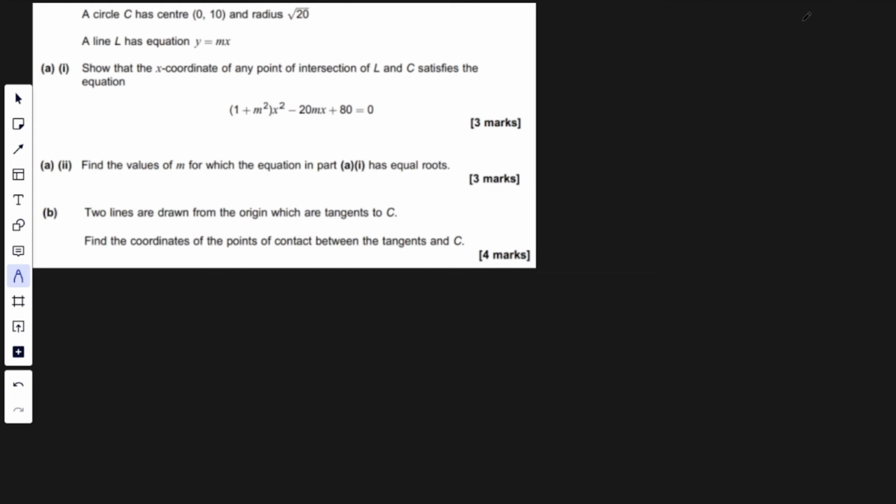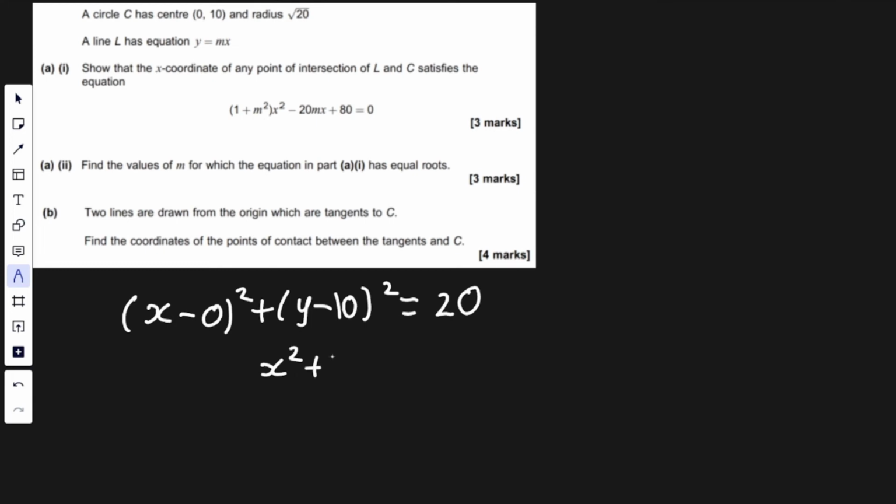So the next one, we're told a circle has center 0, 10 and radius square root of 20. So straight away I get this information, I'm making an equation. So our circle equation is (x minus 0) squared plus (y minus 10) squared equals square root of 20 squared, which is 20. And simplifying this, we get x squared plus (y minus 10) squared equals 20.